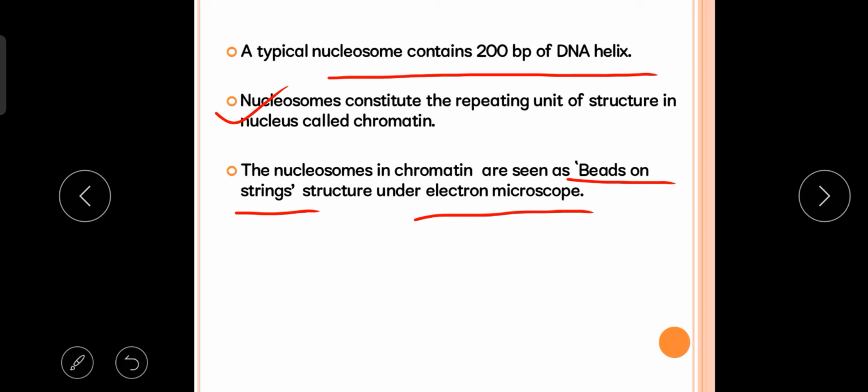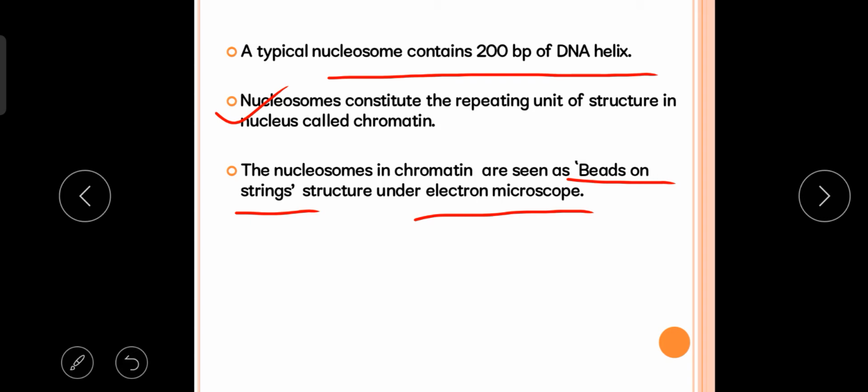You can see this bead-like structure only under the electron microscope, not by your naked eyes. So nucleosomes in chromatin are seen as beads on a string structure under the electron microscope. I will show you in the diagram later. Just remember the terminologies.